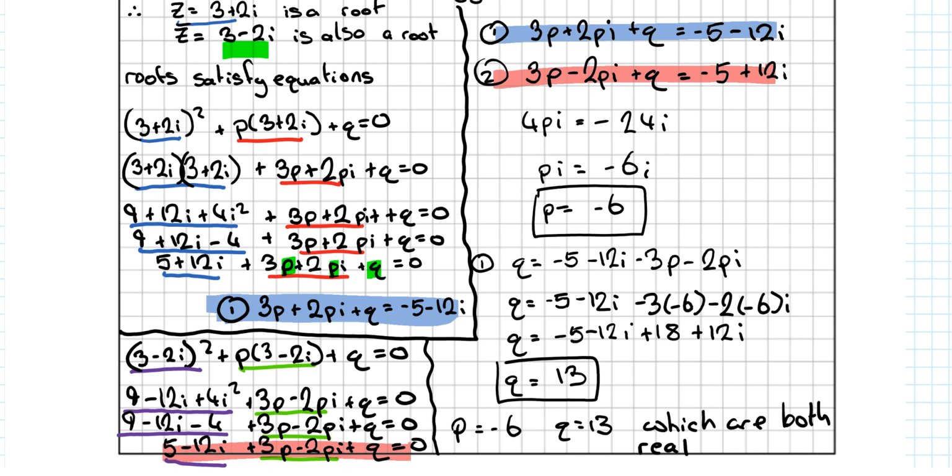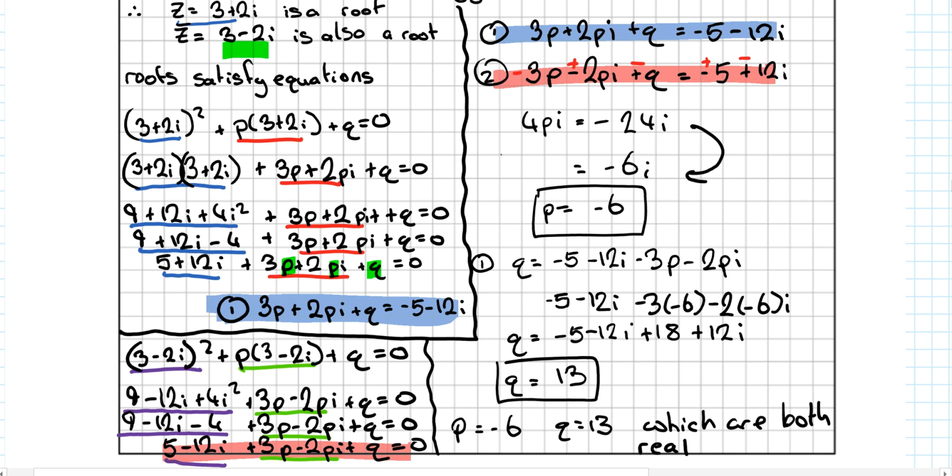I can subtract them. So changing the signs of everything here, plus, minus, plus, minus. 3p minus 3p is 0. 2pi plus 2pi is 4pi. q minus q is 0. Minus 5 plus 5 is 0. Minus 12i minus 12i is minus 24i. And I have pi equals, so I've divided everything by 4 here. And now I'm dividing everything by i. So I now know what p is.